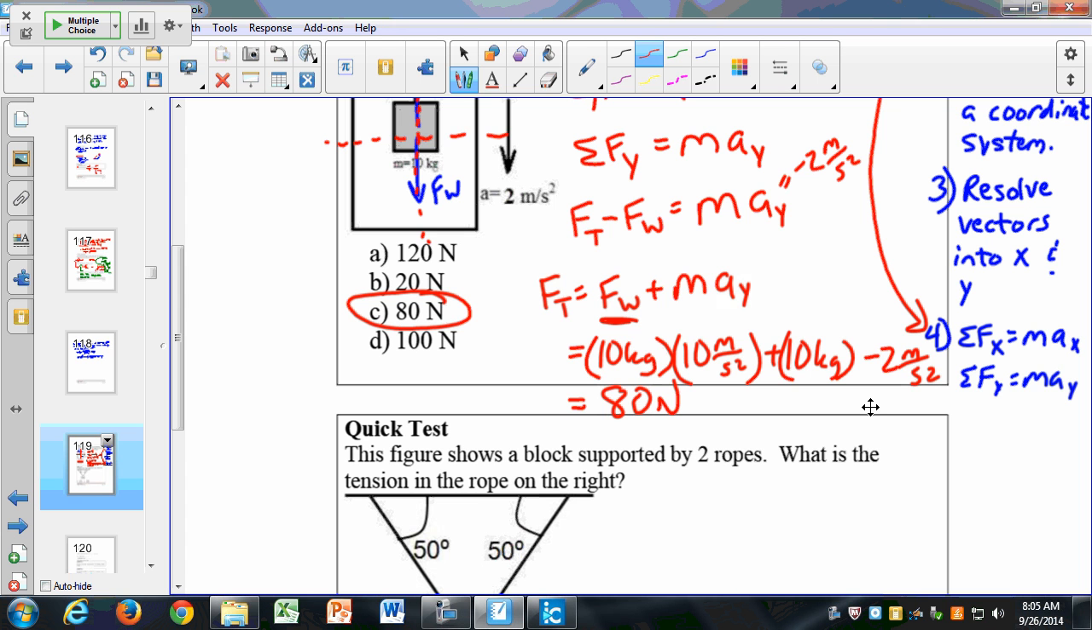What if this object was accelerating in free fall? That is, the acceleration downward was -10. What would be the tension in the rope? It would be what? 0, right? So if it were in free fall, there would be no tension in the rope at all. Right? That's what we call weightlessness.